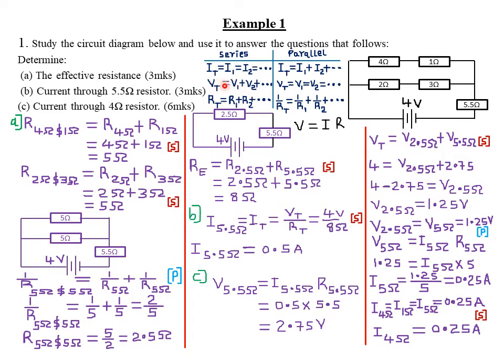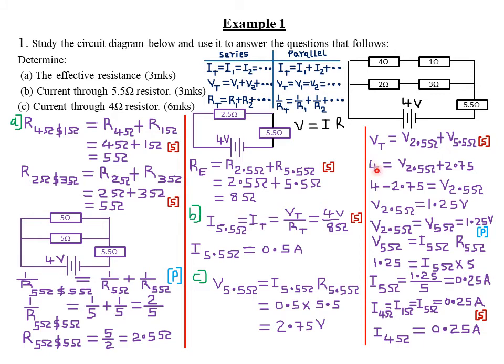So for series connection, V total is equal to V1 plus V2. Because of that fact, it will help us to find the voltage through the 2.5, because we already have the voltage through the 5.5 ohm resistor, which is 2.75 volts. So V total must be equal to the voltage through 2.5 plus the voltage through 5.5, because they are in series connection.